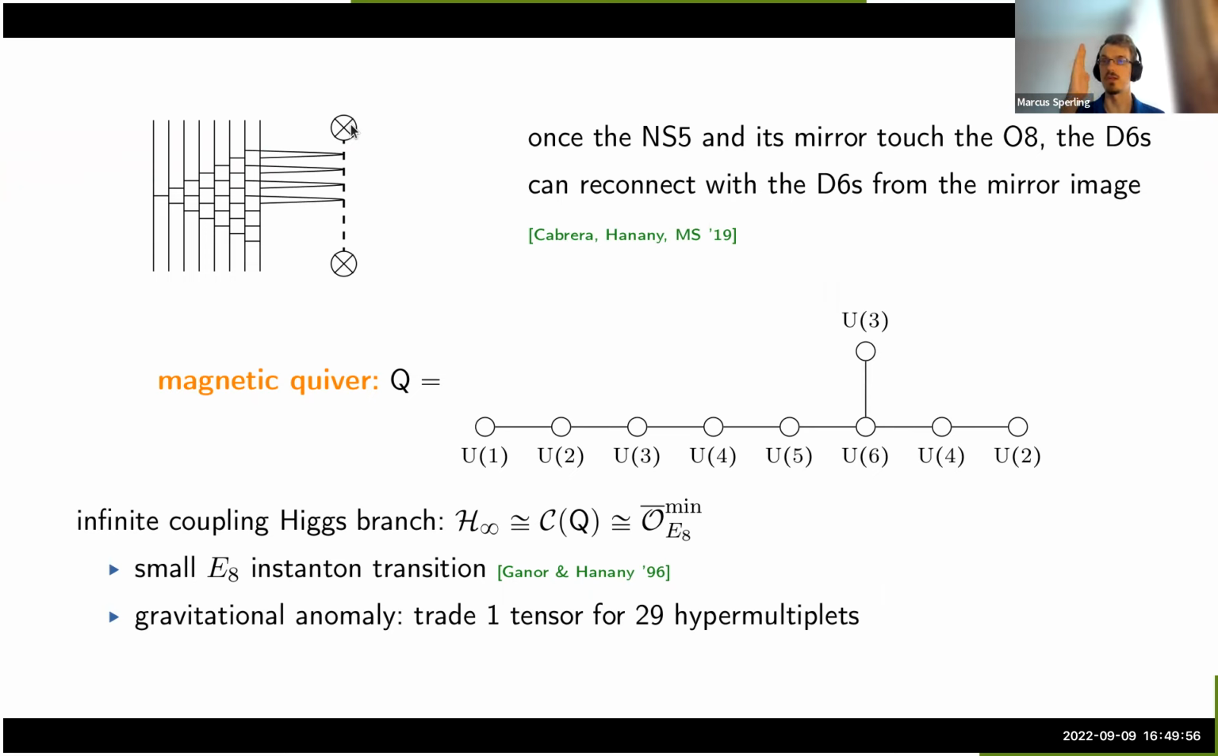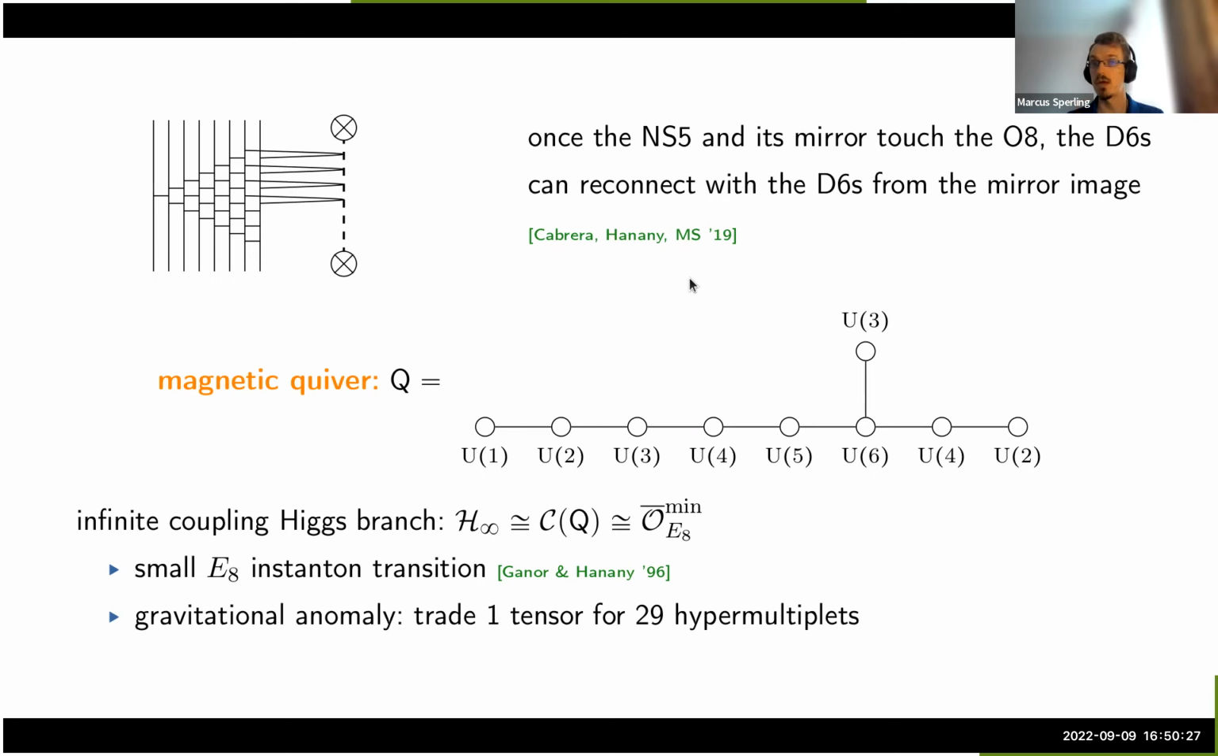So an orientifold is roughly like a mirror. So I have the NS5 and I have the mirror image. And once I put them on the orientifold, I see both of them at the same time. So that's why I have 2 of them. And once they match, the connected D6 branes can start reconnecting among each other in a way that preserves supersymmetry. That is why you have this funny cartoon where the D6 go from one, through the orientifold, to the other. And this is now the description of the Higgs branch phase in terms of the brane system.